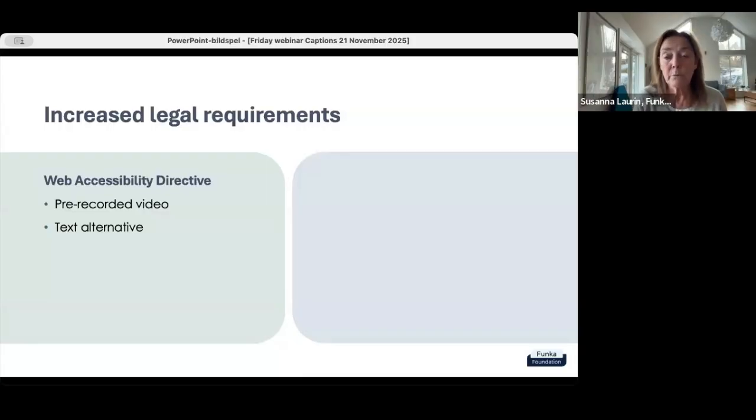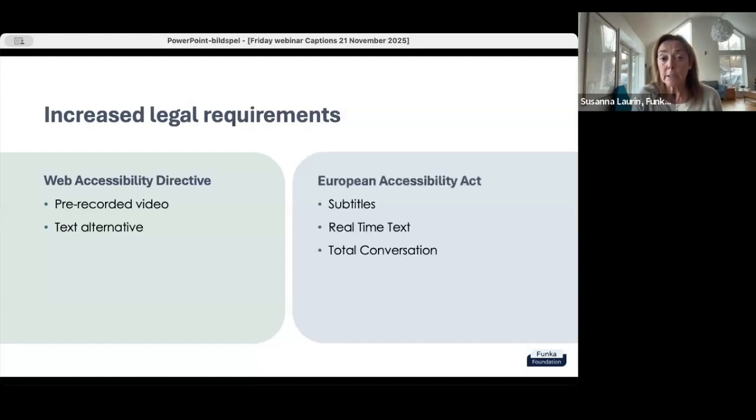But for live, you don't have to bother. However, if you do publish a live recording within 2 weeks, it's considered pre-recorded, and then it needs to be captioned. With the European Accessibility Act, this has increased completely. There is no exemption for live videos. That is completely taken away. Subtitles are required, and for all the communication tools and videos and access to TV and digital TV and on all of those things, the features need to be in place to be able to provide for subtitling. So that is the requirement.